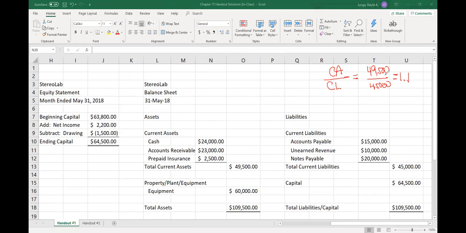Generally, most businesses would like a current ratio of about 2 to 1. They would like to be able to double up. You've got to have some safety in there just in case sales go bad.